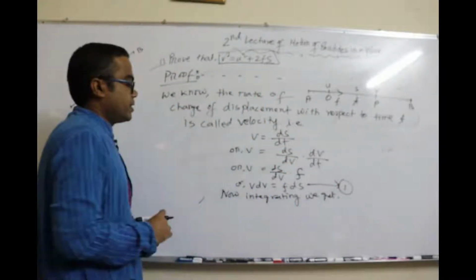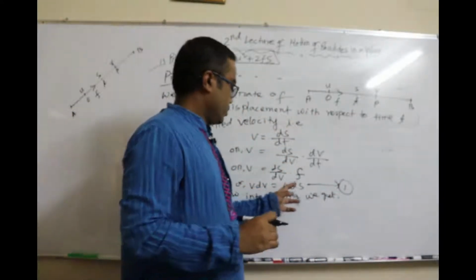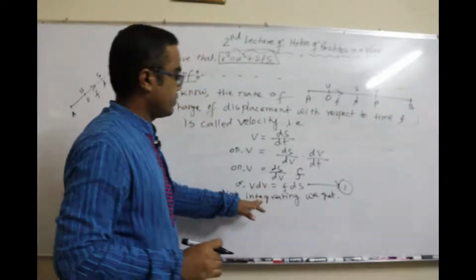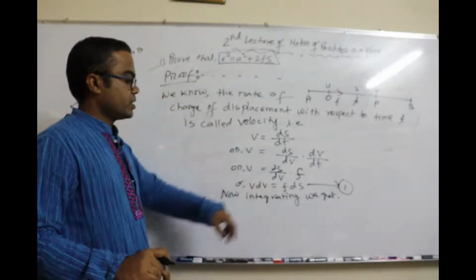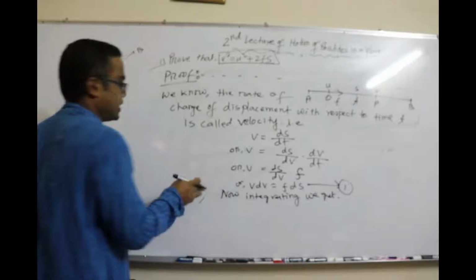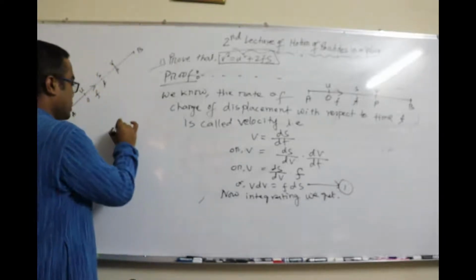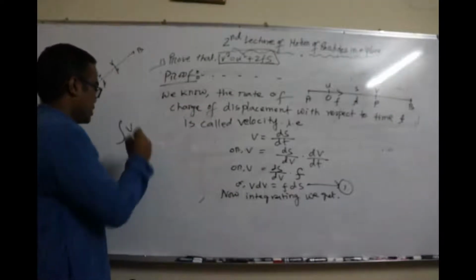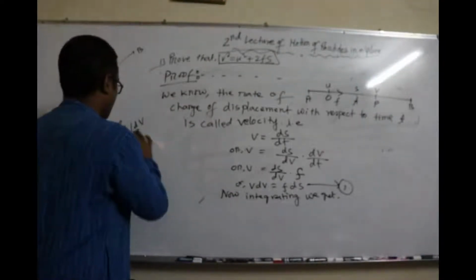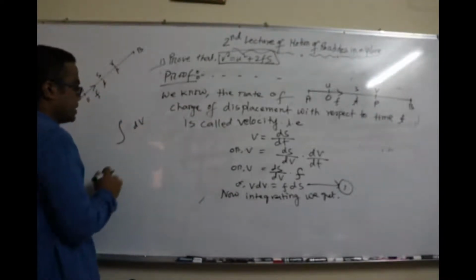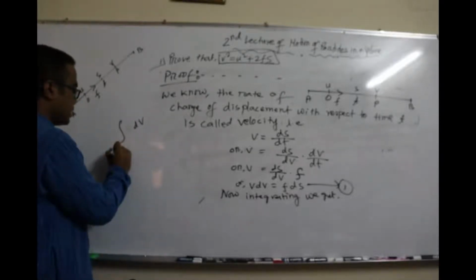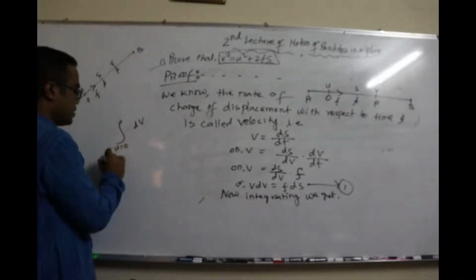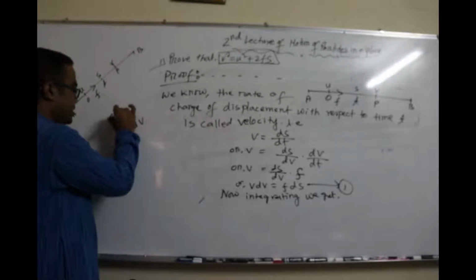So here, with the help of definite integral, this one is very easy to solve. Suppose this one is v dv, only velocity is there, dv. So here initial velocity means 0 and final velocity v.